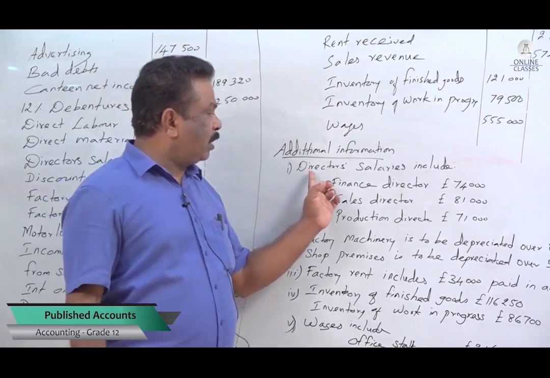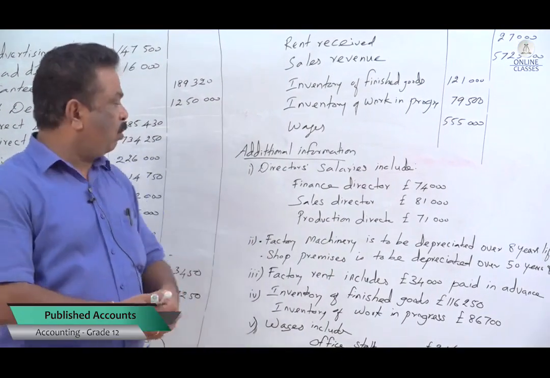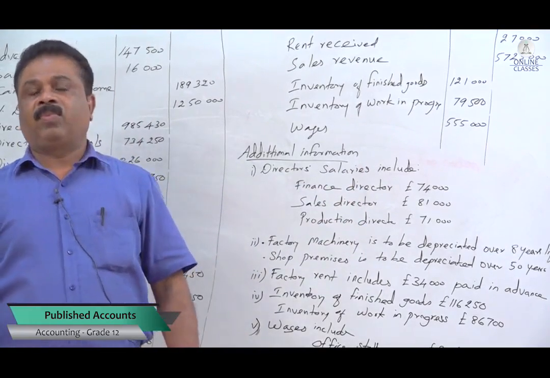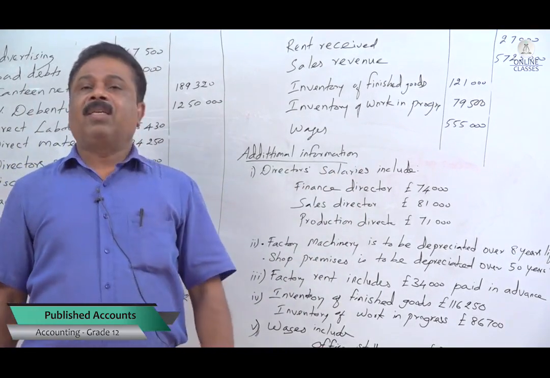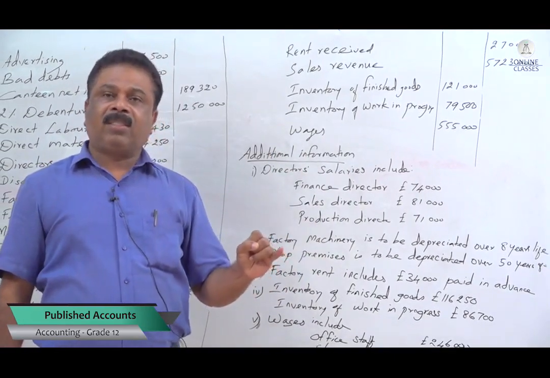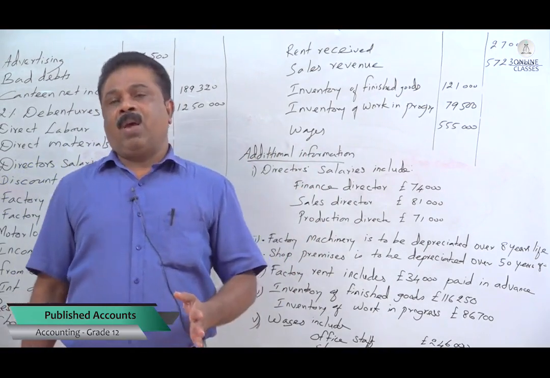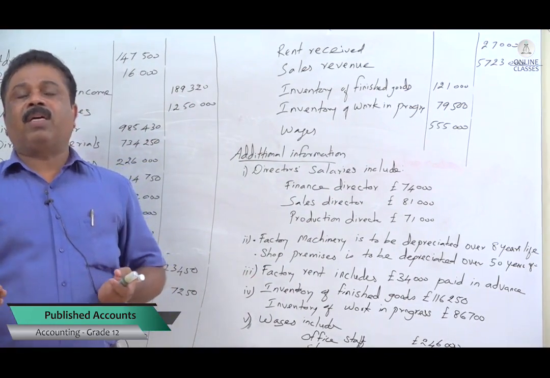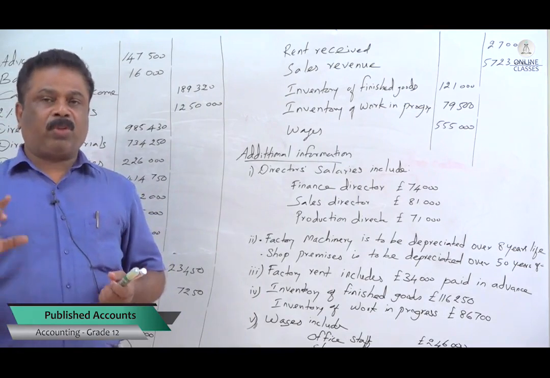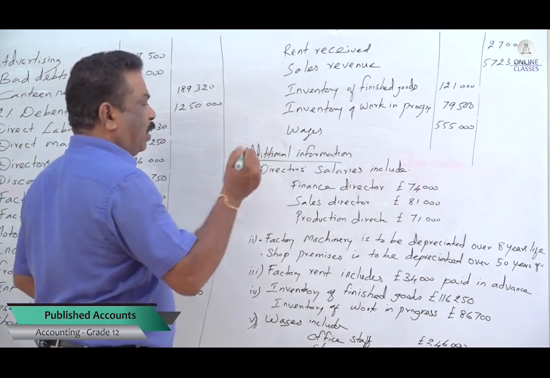See that the first information says director's salaries. These director's salaries are classified into different groups like finance director, sales director and the production director. So now mark these 3 as this salary is a cost. So just mark whether it is a cost of sales, distribution or administration. Let us say that the finance director has nothing to do with the production area, and he has nothing to do with the distribution area. So he will work under the administration area. So this cost will go under administration cost.